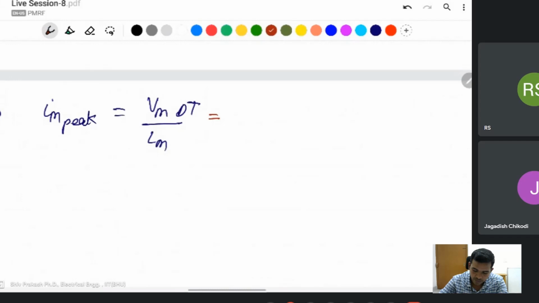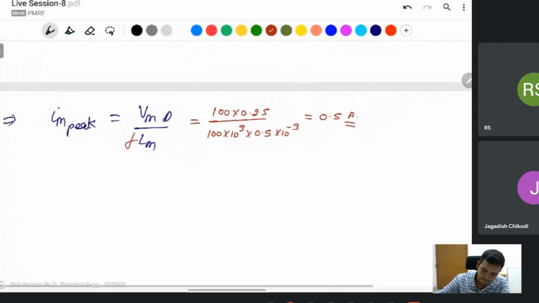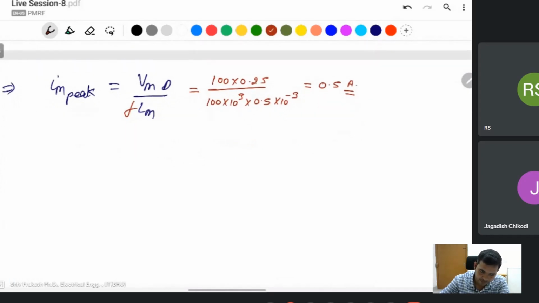Vm is given as 100 volt, duty cycle is 0.25, and the denominator is f times Lm. Frequency is given as 100 kilohertz, and magnetizing inductance is given as 0.5 millihenry. You can calculate 0.5 ampere. This will be the maximum of IM.